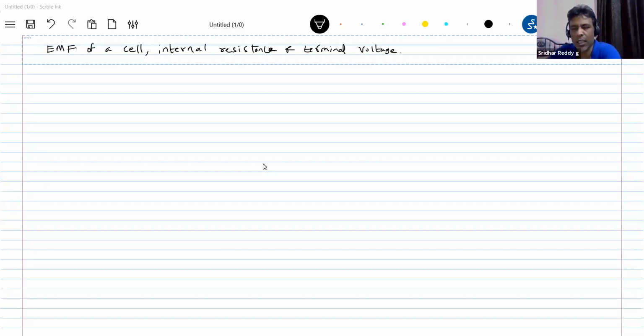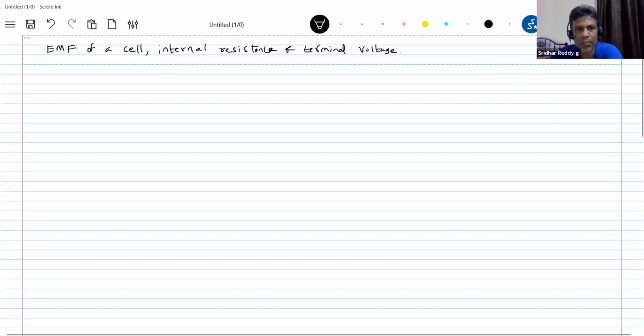Okay, we'll start with the EMF of a cell. In the previous class, we had just a rough idea of that. What do you mean by EMF of a cell? Here we'll go into detail now. What is a cell? How does it work? How do we write KVL across a cell? If there is some internal resistance, what does it mean? What does terminal voltage mean? As such, you know.